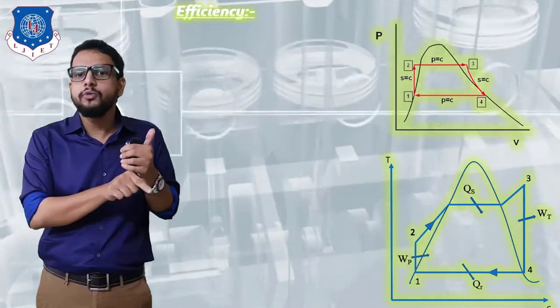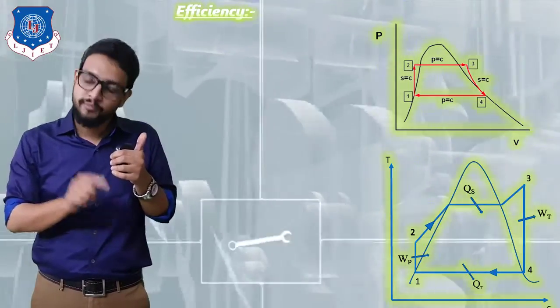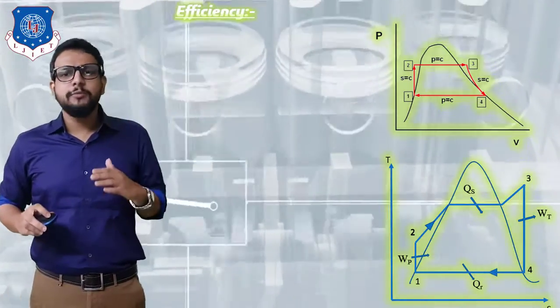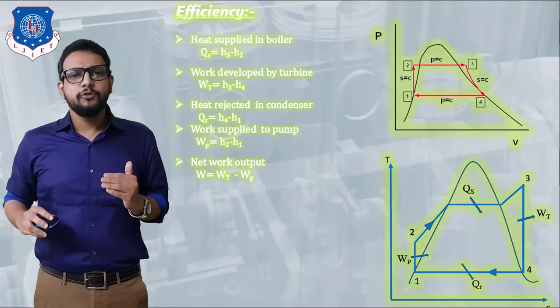And finally we are going to achieve point number 1 from which we have started, that is our inlet of a pump. Okay, so I hope that you are clear with our pressure versus volume diagram and TS diagram. Now let's derive efficiency for this cycle.